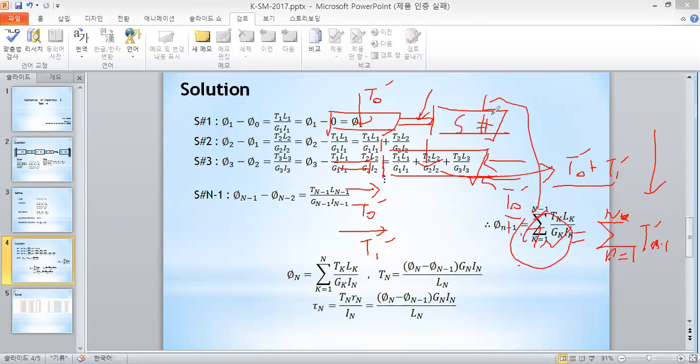Now using this equation, the twist angle is T1 L1 divided by G1 I1, T2 L2 divided by G2 I2. So we can easily find this twist angle. And also this shear stress tau can be found by this equation.